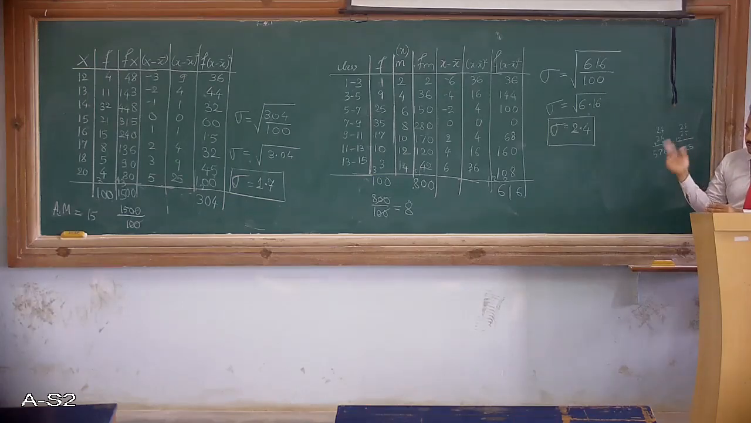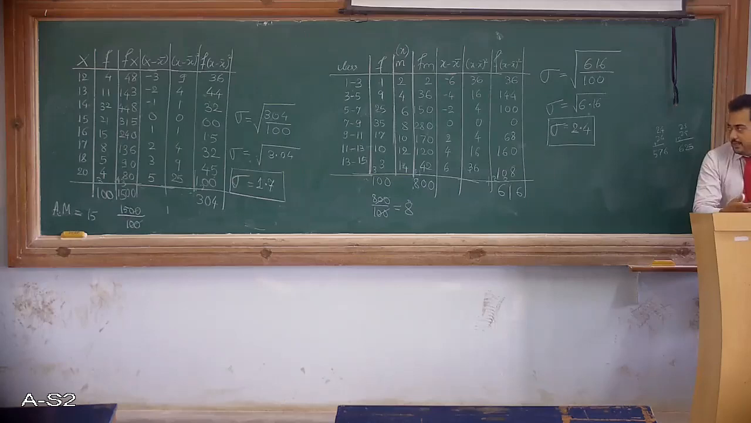Now if you compare these two data sets, the first one is a discrete one, and in the discrete data set we have got the standard deviation 1.7, and the second one we have got as 2.4. So if you compare these two data sets, it is very much clear that in the first data set most of the values are near to the arithmetic mean as compared to the second data set. Though it is grouped data, the standard deviation is 2.4, so most of the values are concentrated from arithmetic mean minus 2.4 to arithmetic mean plus 2.4.